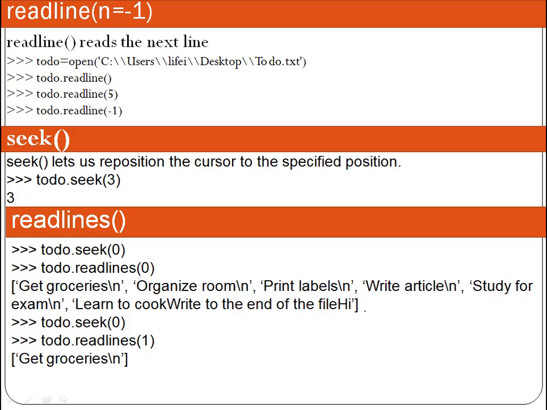Readline reads the next line, right? By default, readline takes -1, so -1 is the default value. So you do dot readline, and readline 5 means you want to read 5 characters of that particular line. Seek: you are repositioning the cursor to the specified position. Readlines means that you are reading all the lines starting from that position. Seek 0 means the beginning of the file. Then you are reading the whole file.